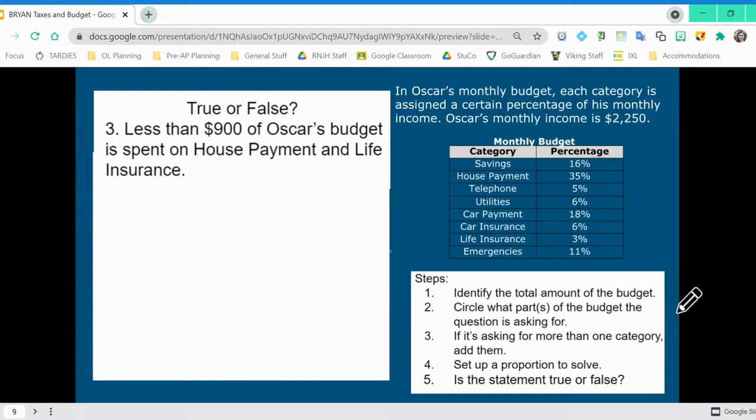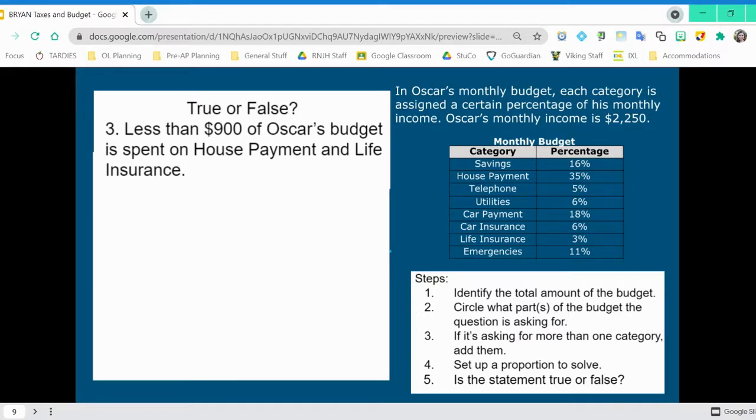Number 3, we are going to switch to Oscar's budget now. So we are going to look at his budget, and it tells us in his monthly budget, each category is assigned a certain percentage of his monthly income. Oscar's monthly income is $2,250. So this budget is set up a little differently. The last budget we looked at, he listed out the amount of money he wanted to spend in each category, but Oscar, he listed out the percentage of his income he wanted to spend in each category.